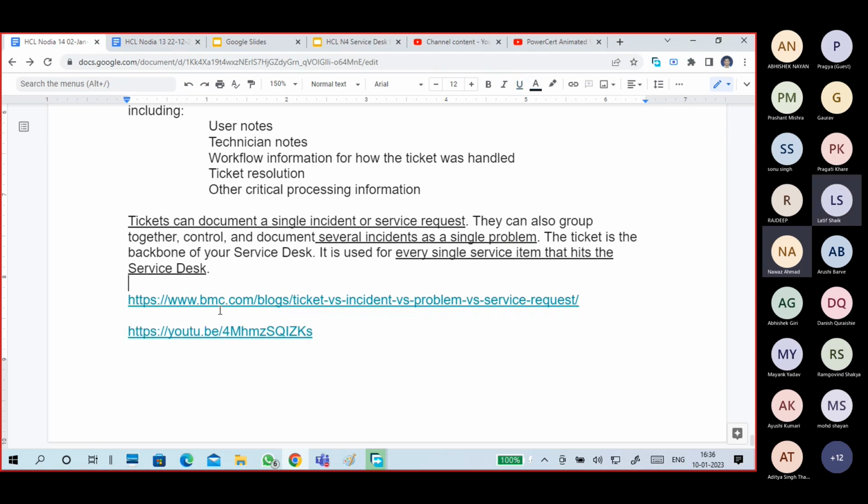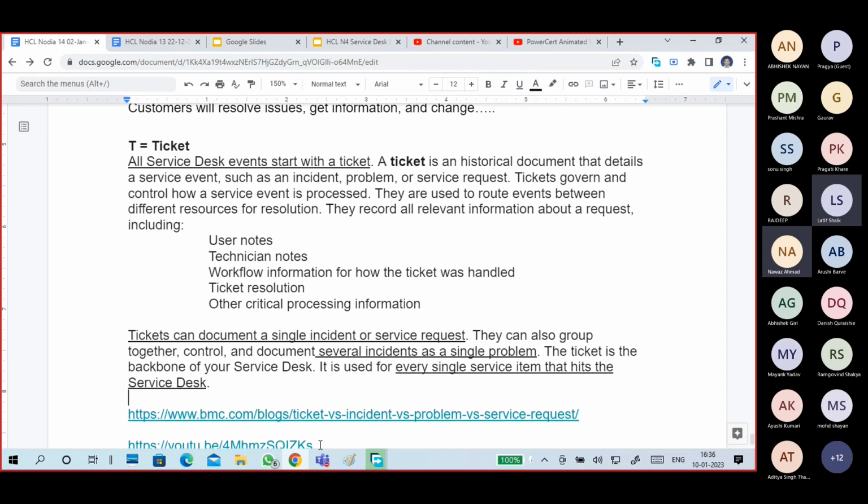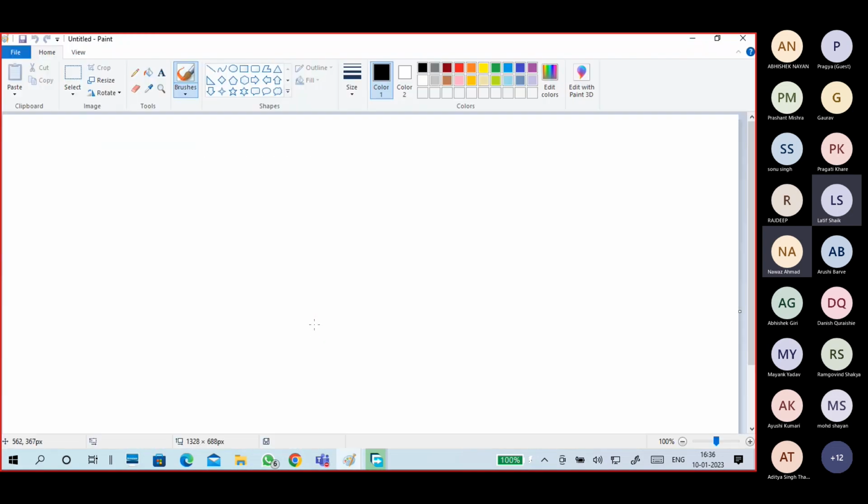Okay, I will tell why these two links are there. Guys, look here. What is the service desk? A single point of contact between the user and the customer. I am talking about this ticket, guys. So what is this ticket?